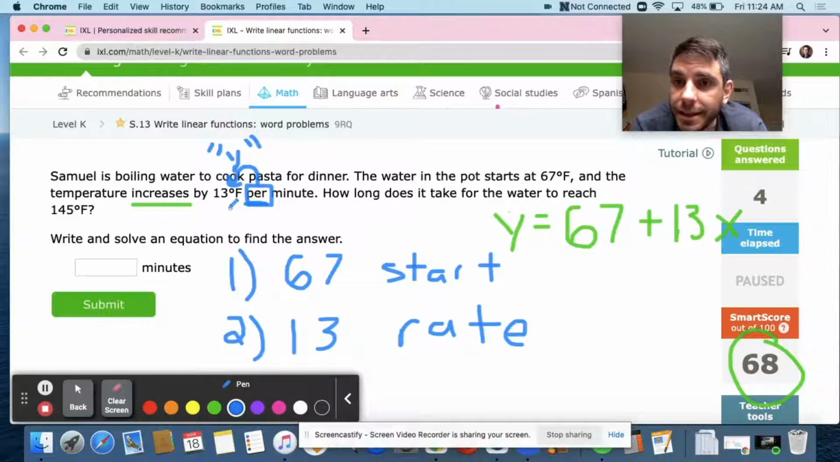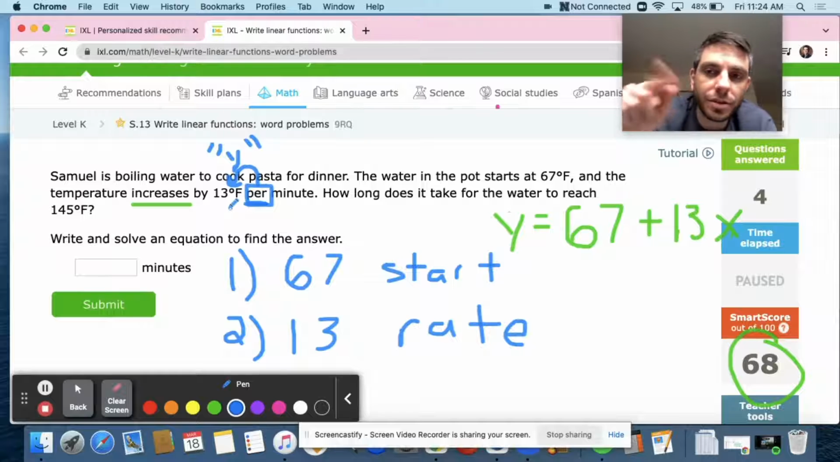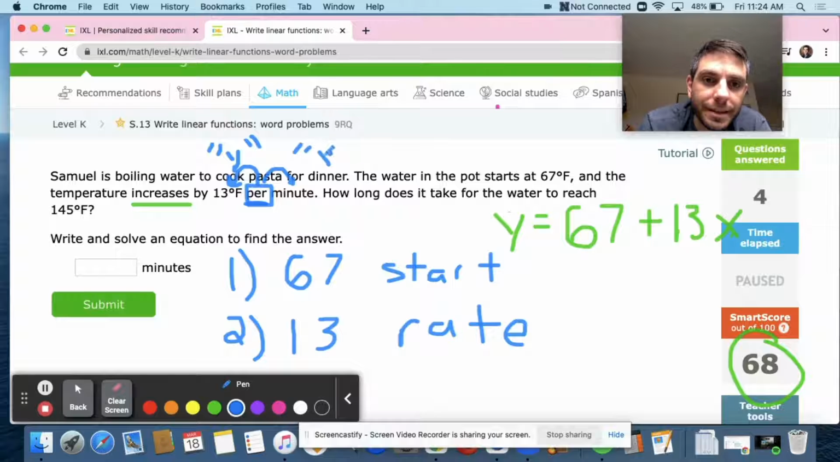So 13 degrees Fahrenheit. The degrees Fahrenheit part represents the letter y, the temperature. Whatever comes to the right of the word per represents the changeable letter x. So to the right of the word per is the word minute. So that means that x represents minutes that have passed. And you can always depend on that. Whatever comes to the left of the word per is your y, and whatever comes to the right of the word per is your x.